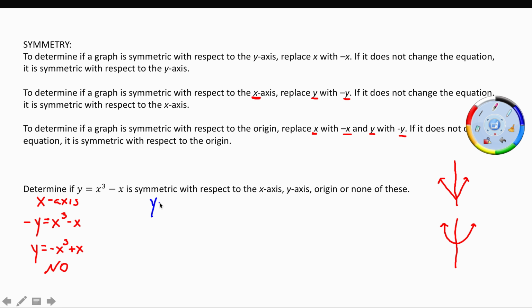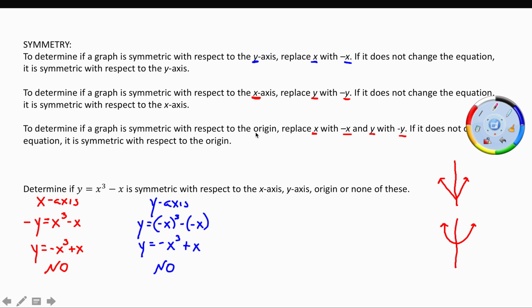Let's see if it's symmetric to the y-axis. To see if it's symmetric to the y-axis, we're going to replace x with negative x. So I'm going to take this equation, but instead of x, I'm going to replace everything with negative x. Okay, and then simplify it. Well, a negative cubed is still a negative, and a negative is a positive. And decide, is this exactly the same as that? Nope. Well then, it doesn't have y-axis symmetry.